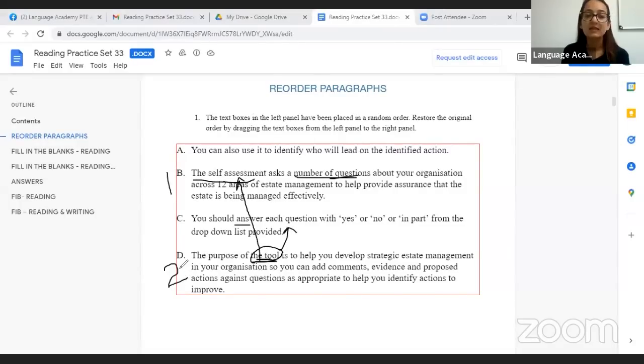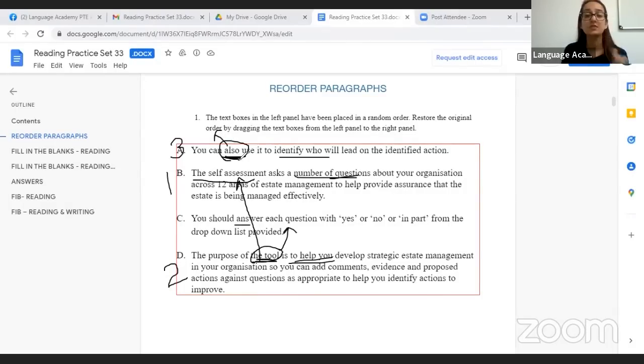And then second, that's why second is D. The purpose of the tool is to help you develop strategic estate management in your organization. So you can add comments and evidence and proposed actions. This is the purpose of the tool is to help you. This is one way it works, and you can also use it to do this also. So "you can also use" means "also" always tells us that you have to talk something related first. This is the second use.